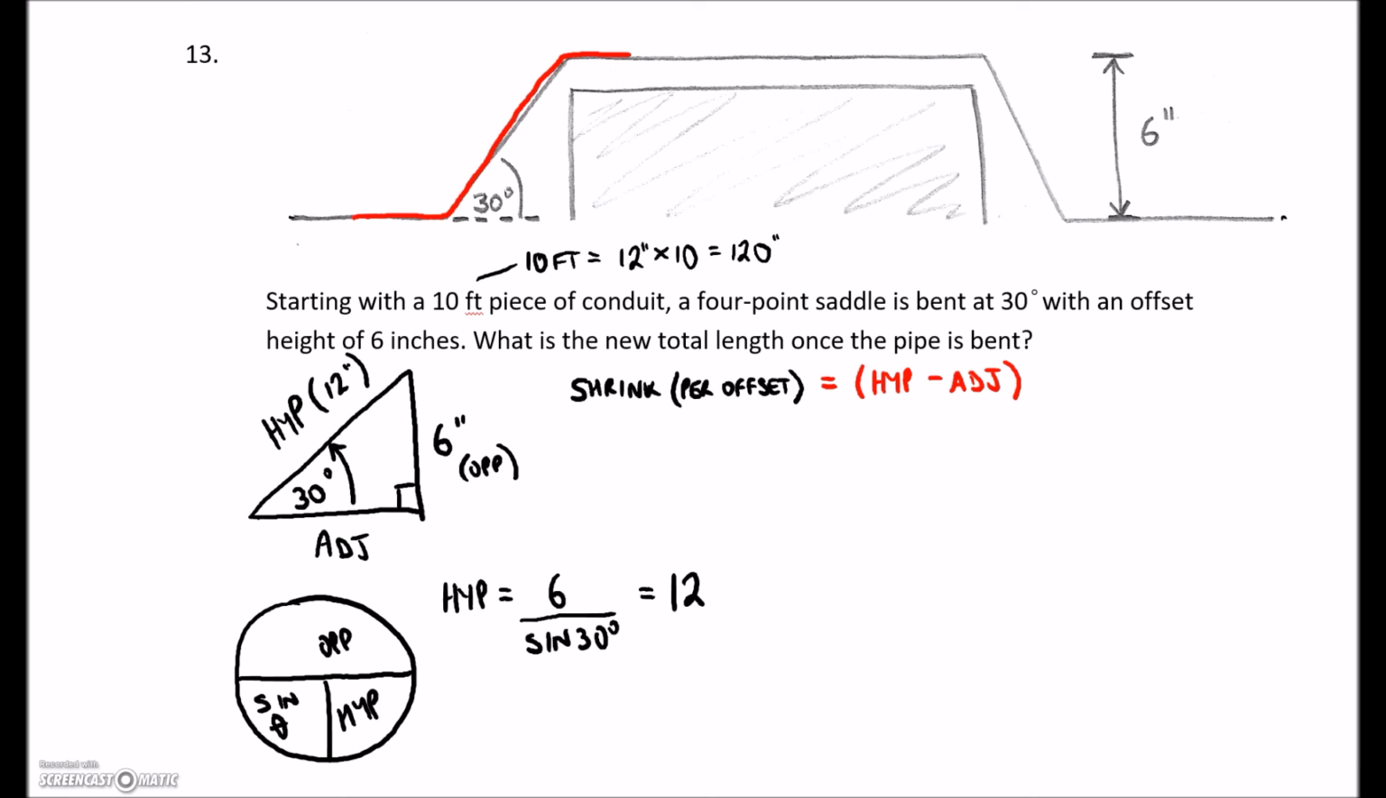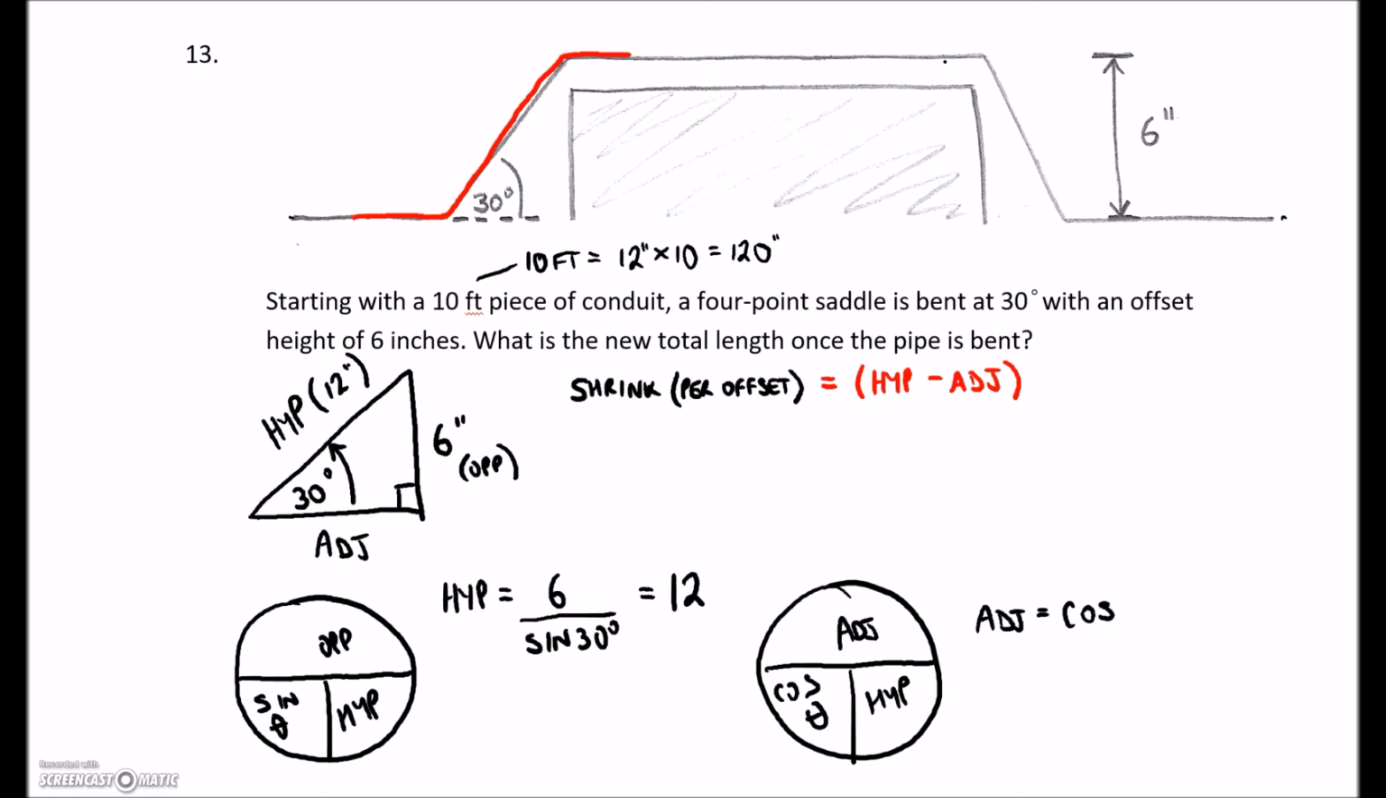And then we need to find the adjacent. Again, we can find the adjacent using Pythagoras: 12 squared minus 6 squared, square root will give us our adjacent. Or we can make use of the cos relationship. So let's do that. Cos of that angle is the adjacent over the hypotenuse. So in order to find the adjacent, we're now going to take the cos of 30 degrees and multiply by the hypotenuse, which you just found to be 12.